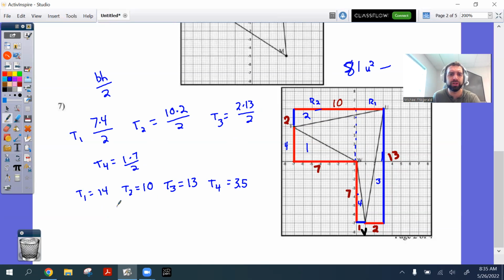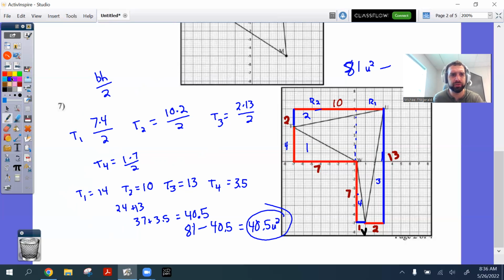14 plus 10 is 24, plus 13 is 37, plus 3.5 is 40.5. So what we learned is that our area is this 81 minus all that. And it happens to be exactly half of it in this case, 40.5 units squared.